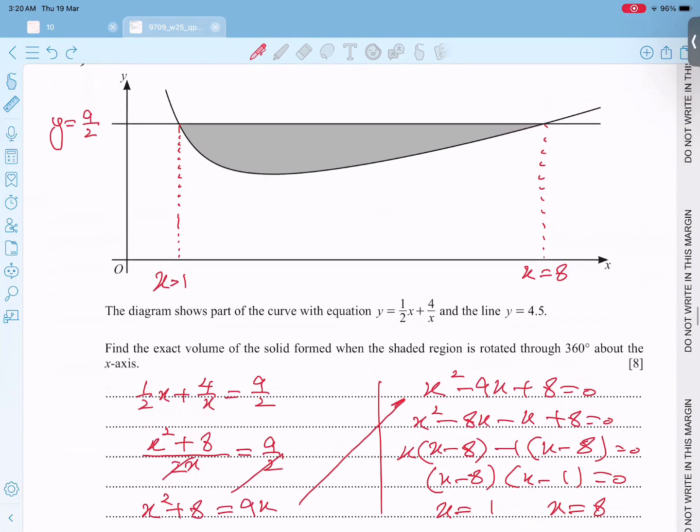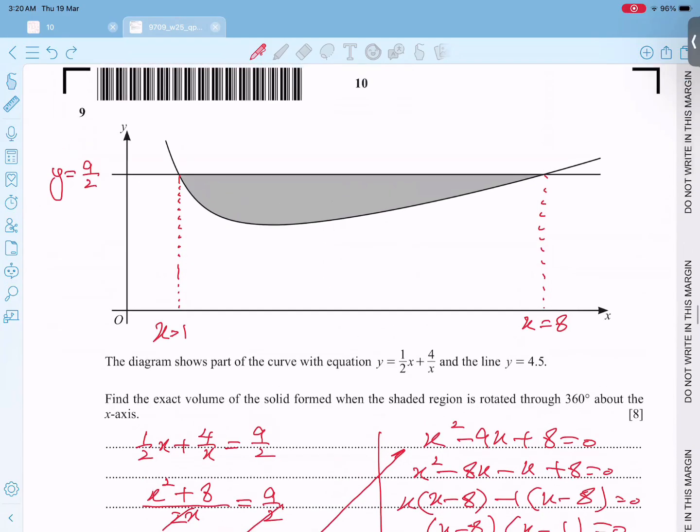And what's the basic formula? If your observer's eye is from this end, the curve is closer and the line is away. So the basic formula of the volume we use is pi, integral from x1 to x2 of y to the power 2 dx. This is the volume formula. But what do we have to do? We have to subtract two volumes, because one is closer and the other is further away from here. So the away one will give us a bigger volume.